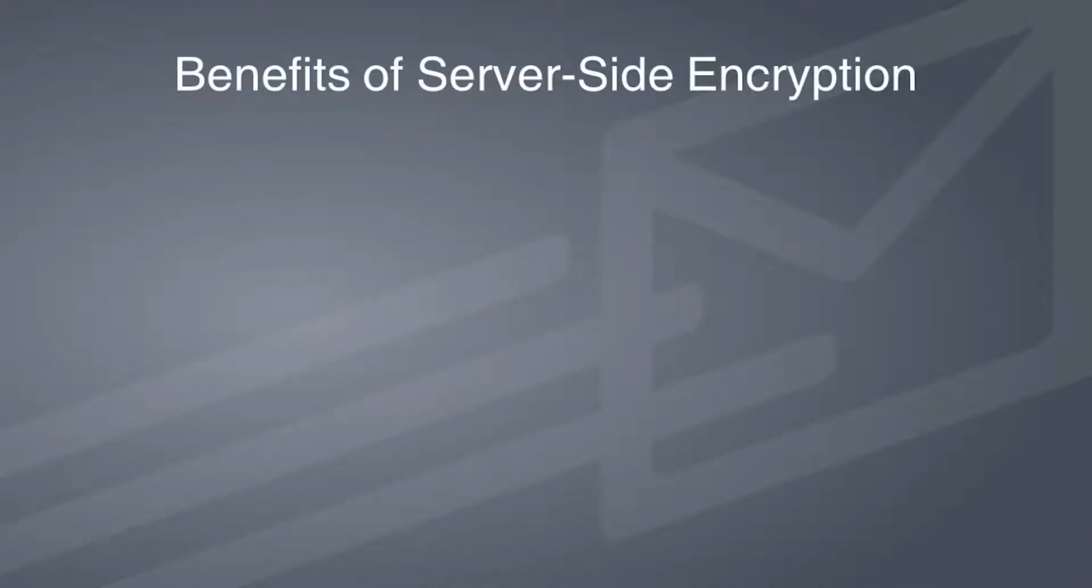Encrypting messages at the server level with OpenPGP has several benefits. Messages can be encrypted or decrypted for archiving purposes. Also, server-side encryption allows the encryption process to be automated. This allows administrators to prevent message storage in an unencrypted format.